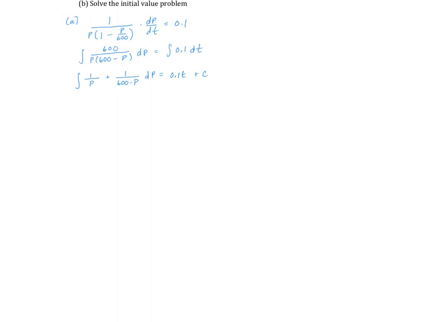This integral on the left-hand side is going to be the natural log of absolute value of p, but what happens is this is actually going to turn into a minus because of the minus p, the 600 minus p. So it's going to be minus the natural log of the absolute value of 600 minus p. So that's going to be equal to 0.1t plus our constant c.